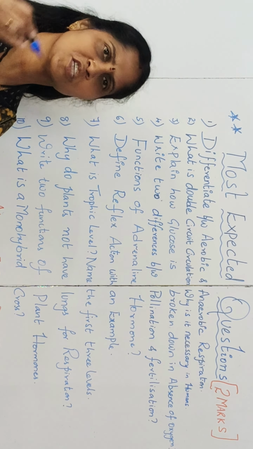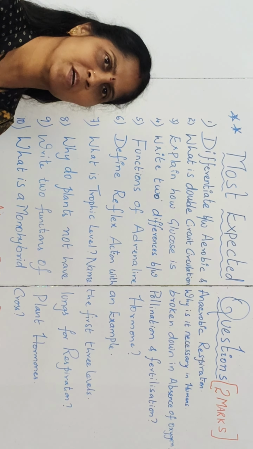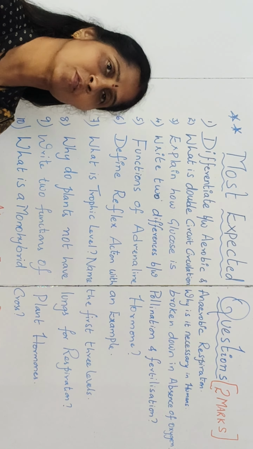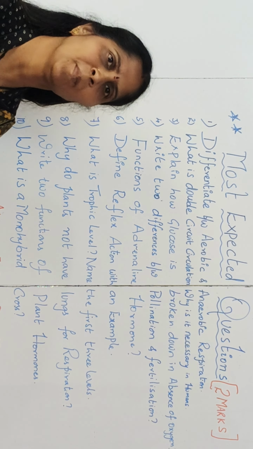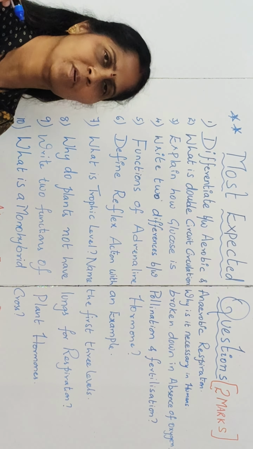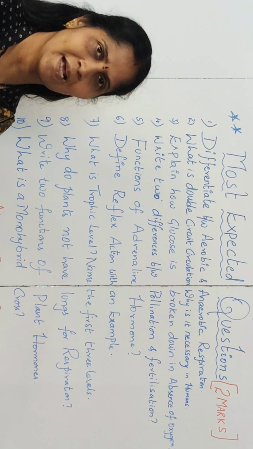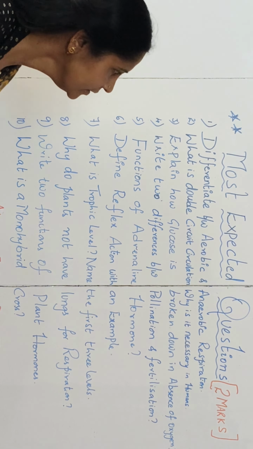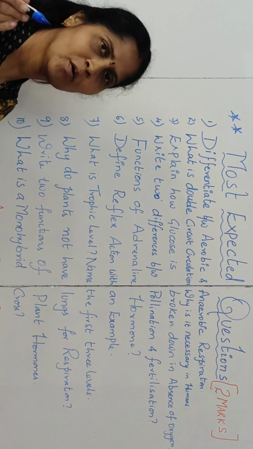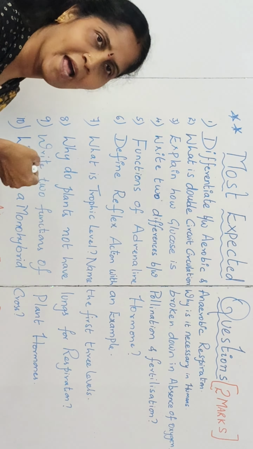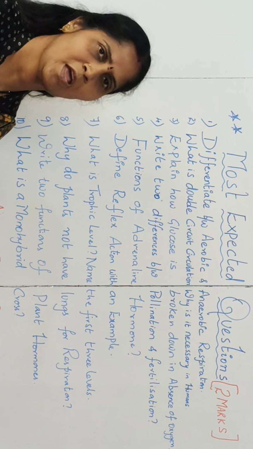In aerobic, more energy is produced; in anaerobic, less energy is produced. There is complete breakdown of glucose in aerobic. There is incomplete breakdown of glucose in anaerobic with release of ethanol, lactic acid, and also carbon dioxide. So less energy is produced in anaerobic, more energy is produced in aerobic.